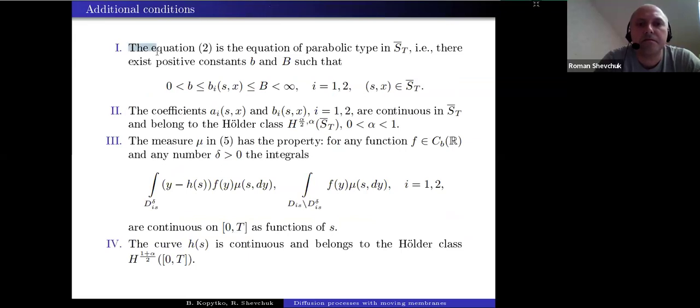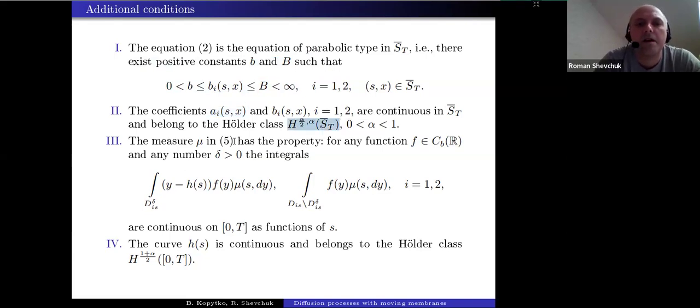Here are some additional conditions on the coefficients b_i and a_i of the parabolic equation. There exist positive constants b small and b large, such that this inequality holds. The coefficients, the diffusion characteristics a_i and b_i, are continuous in the closure of S_T, and belong to the Hölder class.